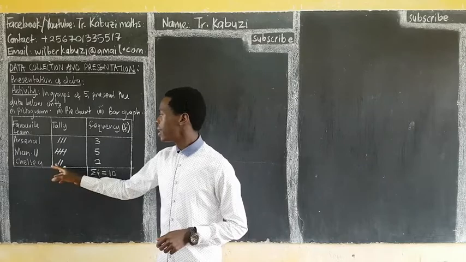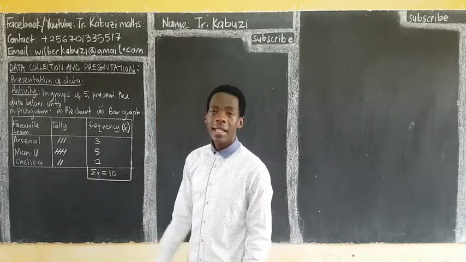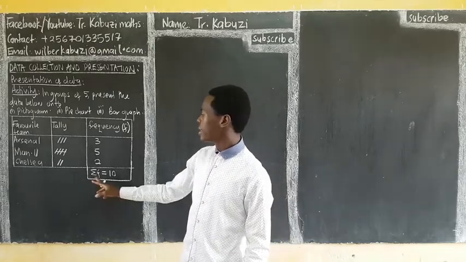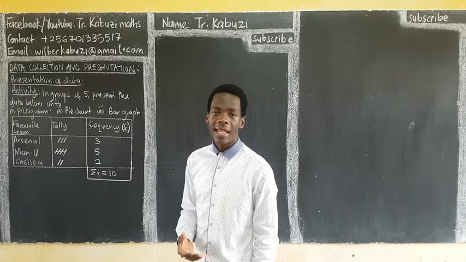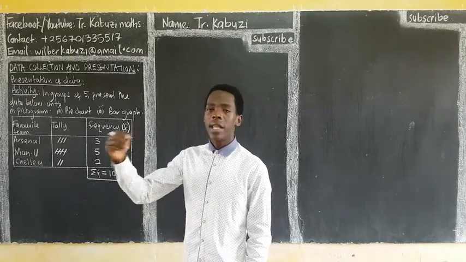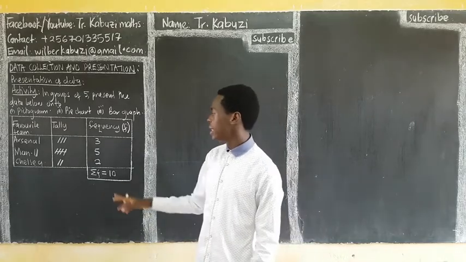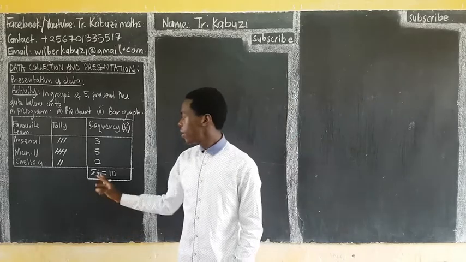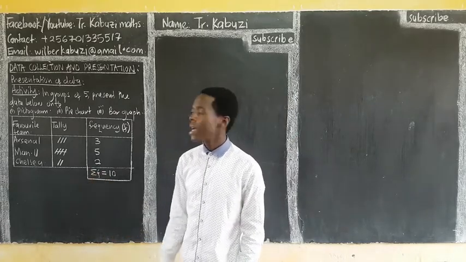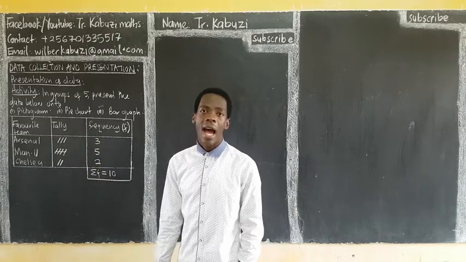Then Chelsea, this is where you count 1, 2. Then here, this symbol means sum. So when you see sum, F, it means that we are summing frequency, like adding, summation. So when you sum, you add. In mathematics, we do that using this summation notation. So we are summing frequency. How do we sum? We add this plus this plus this. So that here we have 10.